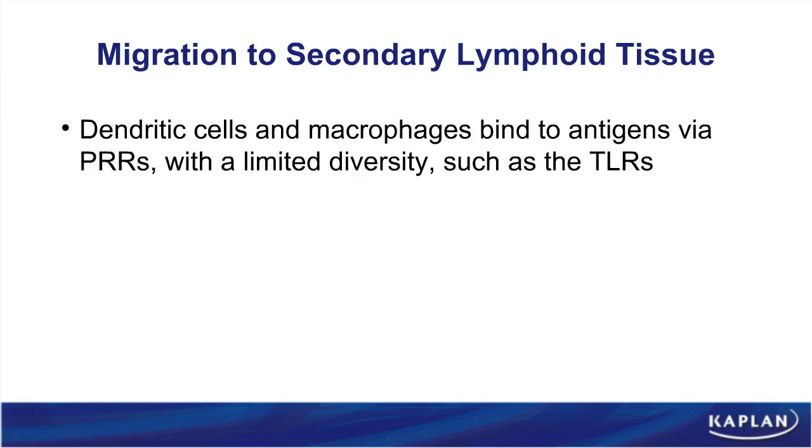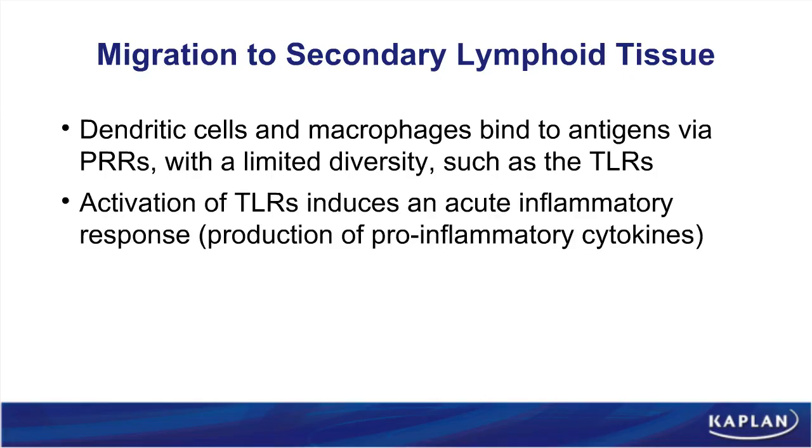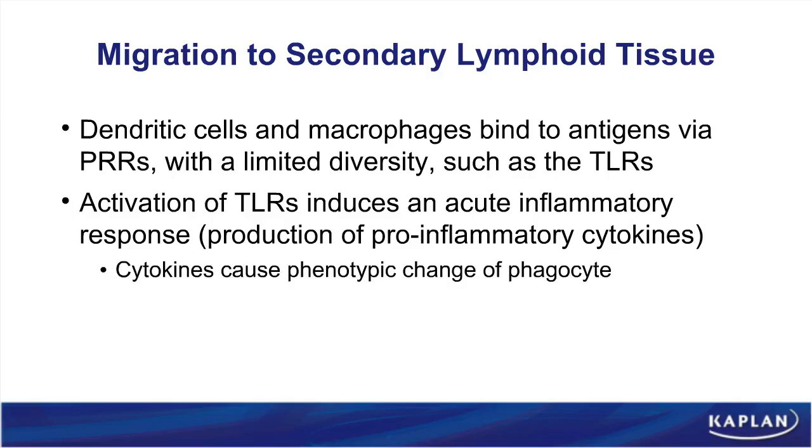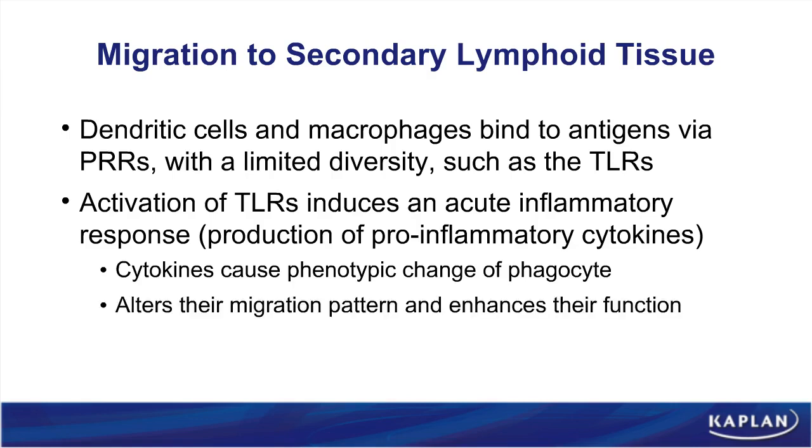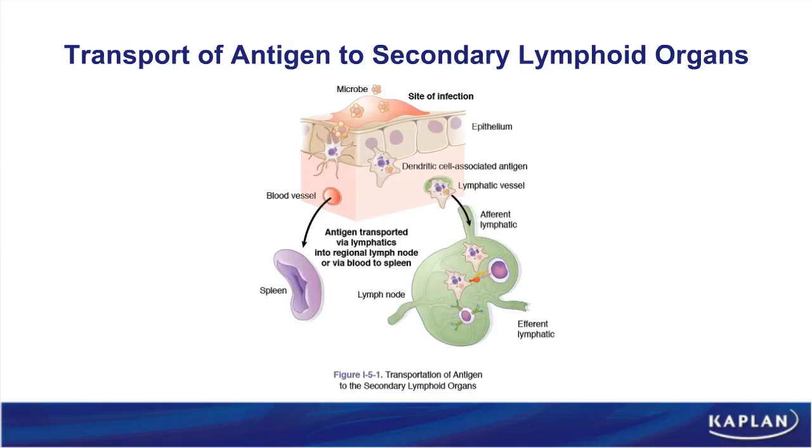So let's just take a moment to review where we've come from so we know where we're going. Dendritic cells and macrophages bind to antigens, as we talked about, through these pattern recognition receptors with a pretty limited diversity. Activation through those receptors helps to induce an acute inflammatory response in the tissue, leading to the production of the pro-inflammatory cytokines. These cytokines cause a phenotypic change in the phagocyte, which helps to alter their migration pattern and enhance their function.